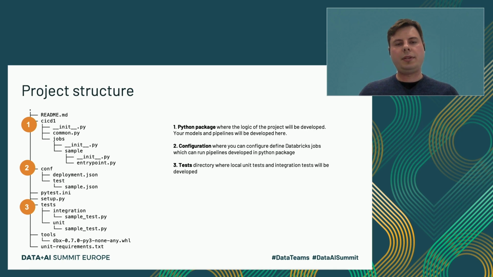And within the sub-package submodule, you see the entry point Python file. Within this file, you can implement your code and implement the logic of your pipeline. That's going to be the file that will be run by Spark on Databricks when you run this pipeline on Databricks. There is another really important folder called conf, where you can see deployment.json.